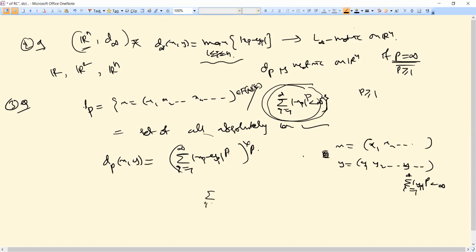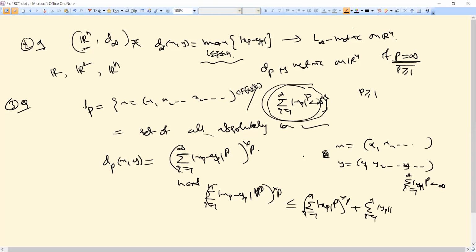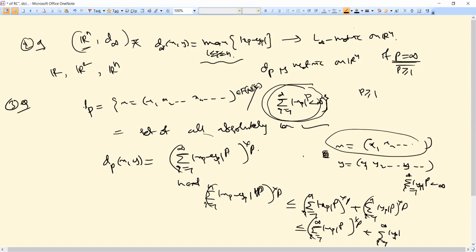Why? By Minkowski inequality. You take any n: summation i equals 1 to n of |xi minus yi| whole power p, whole power 1 by p. By Minkowski inequality, this is less than or equal to summation i equals 1 to n of |xi| whole power p, whole power 1 by p, plus summation i equals 1 to n of |yi| whole power p, whole power 1 by p. You know these are l^p sequences. Therefore, it's a convergent series. That means this is always less than or equal to summation i equals 1 to infinity of |xi| whole power p, whole power 1 by p, plus summation i equals 1 to infinity of |yi| whole power p, whole power 1 by p.